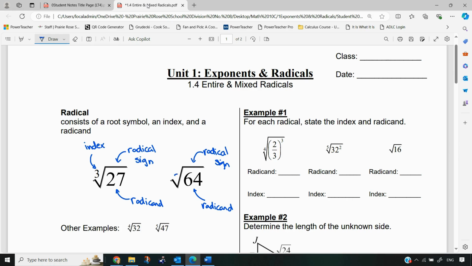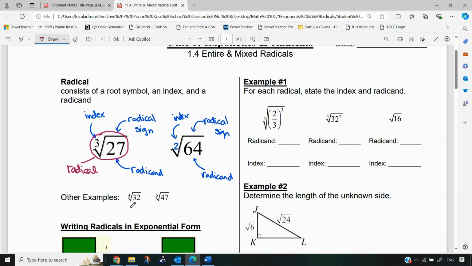The index is 2. So similar to when I'm writing 4, that means 4 to the 1. The 1 is sort of understood as being there. It's the same with a square root. If you just see the square root symbol, that's telling you that your index is 2. We have our individual pieces, the index, the radical sign, and the radicand, and that combined makes up our radical. Other examples of radicals might be the 4th root of 32 or the 5th root of 47. Depending on what our index is will tell us what type of root it is.